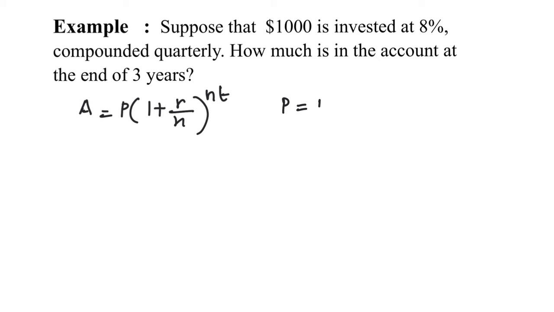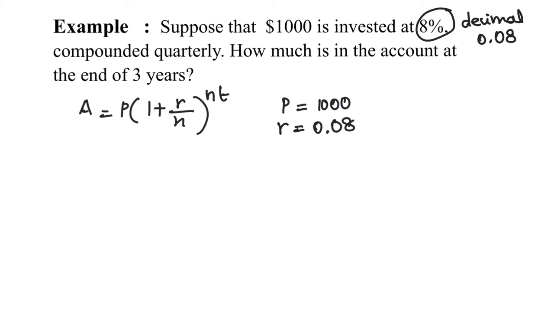So P is given, that is 1000. Rate is 8%. 8% in decimal is 0.08. That means 8 divided by 100. In order to convert a percent into decimal, we will divide that number by 100.